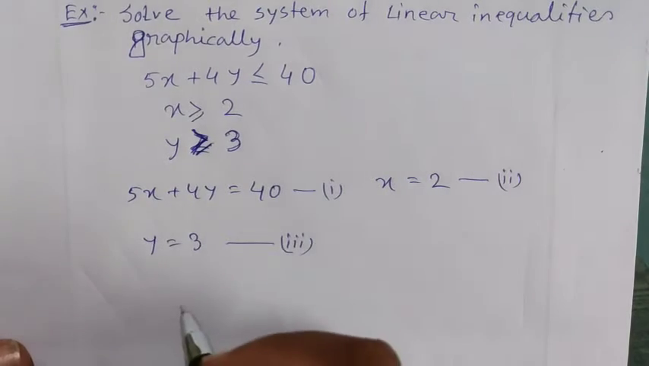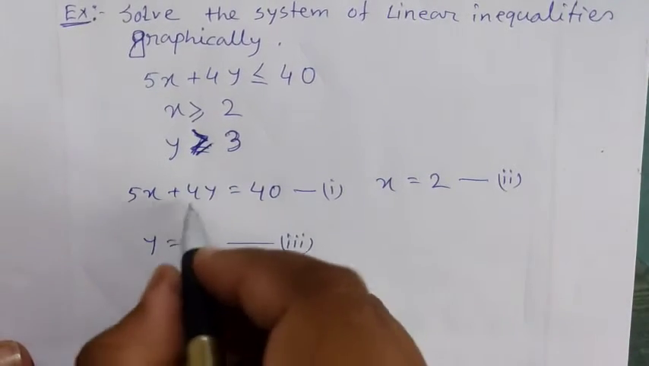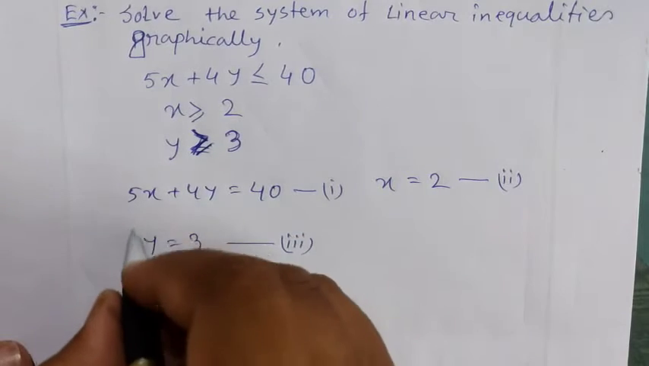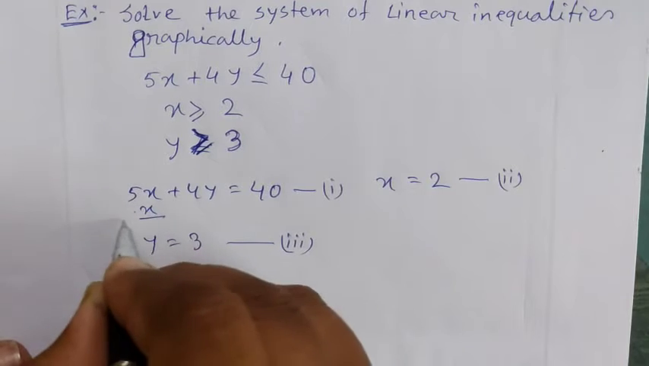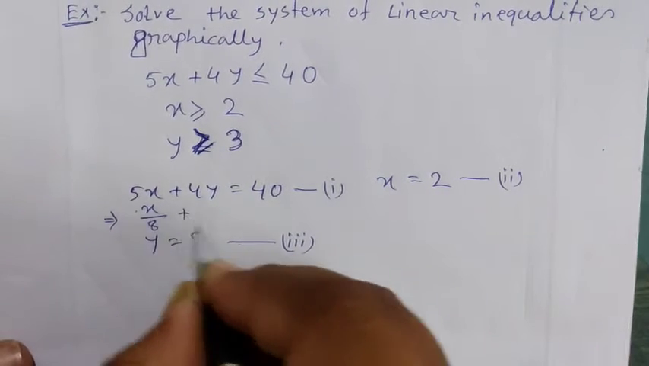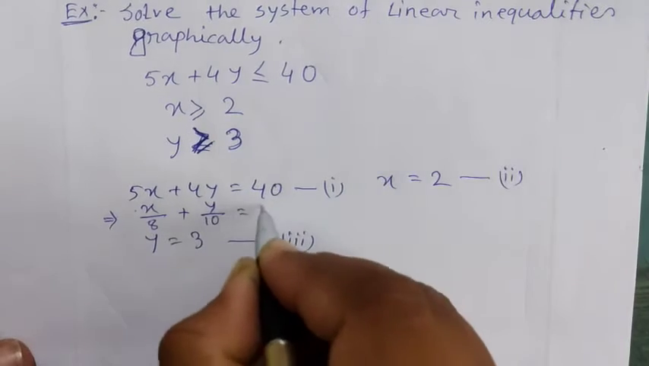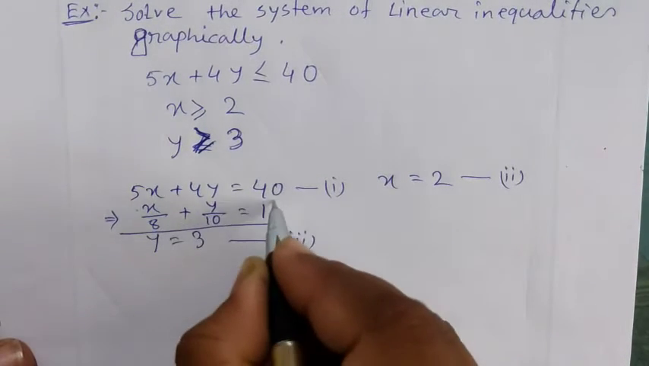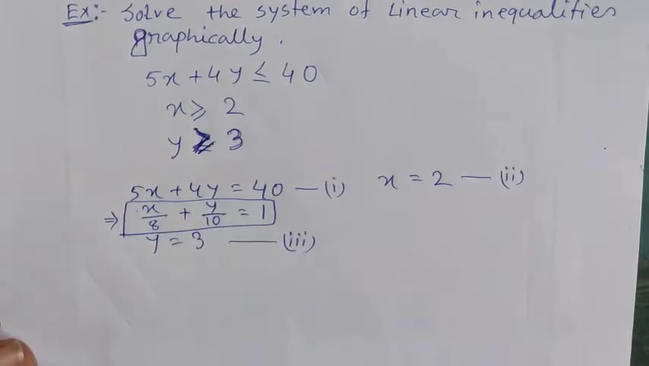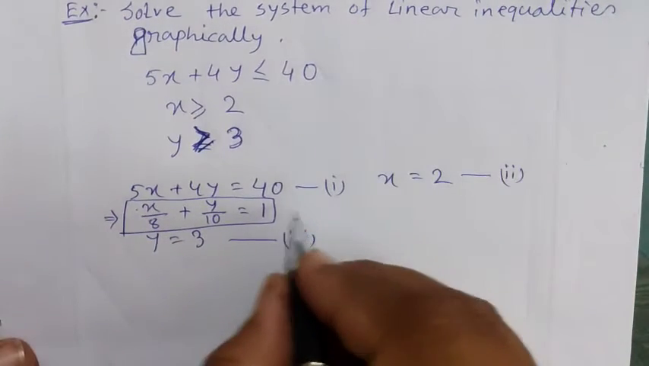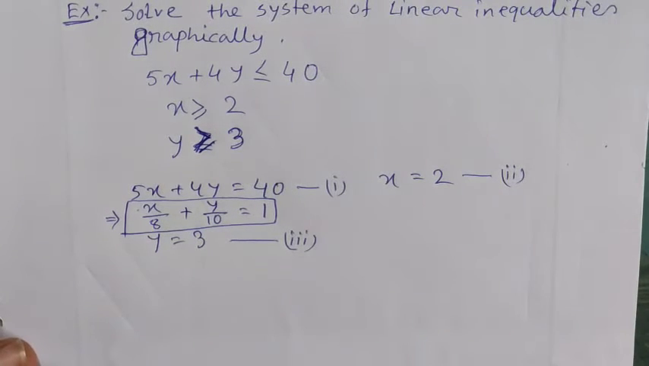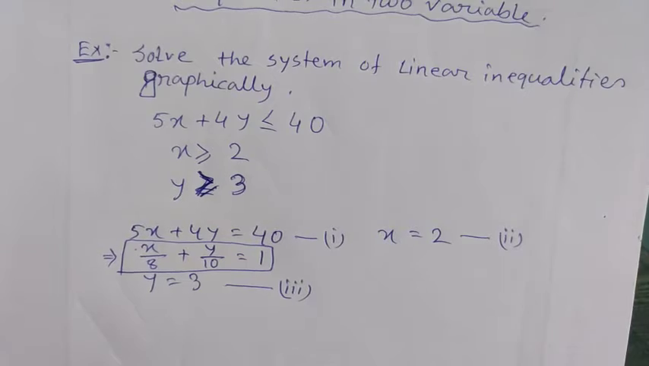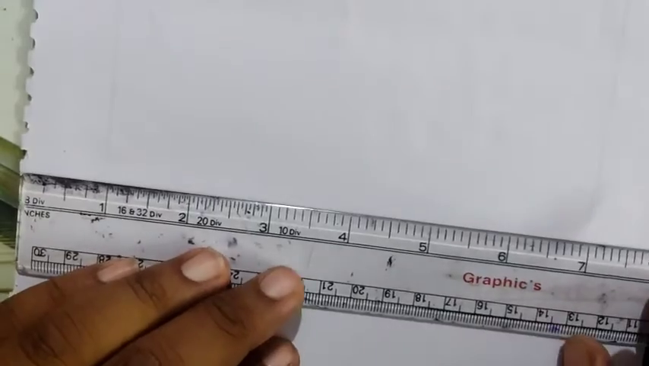To draw the graphs, let's convert the first one into the intercept form. Dividing by 40, 5x by 40 is x by 8, plus y by 10 equals 1. So it has been converted into intercept form. That means the straight line 1 will pass through (8, 0) and (0, 10). Let's draw the straight lines on the graph paper. Let's draw the axes first.